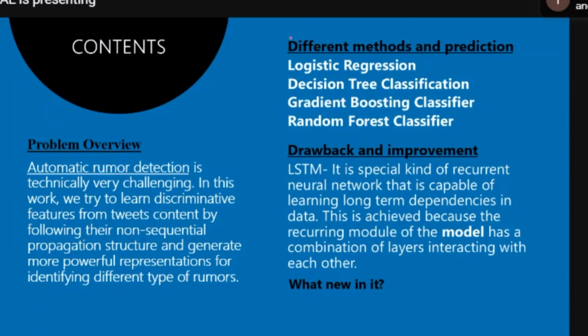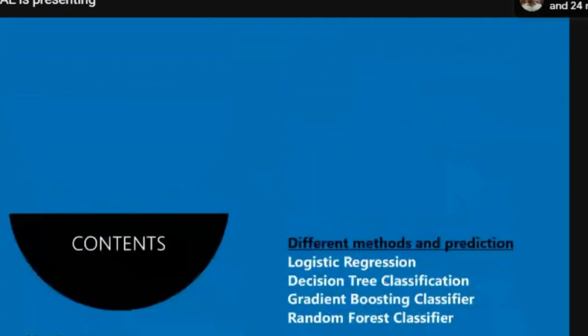So what are the different models? These are the machine learning models that I am going to use: linear regression, decision tree, gradient boosting classifier, and random forest also. And what are the drawbacks of all these? That's why we switch to the LSTM technique. It is a very good technique, and we will look at what is new in it.